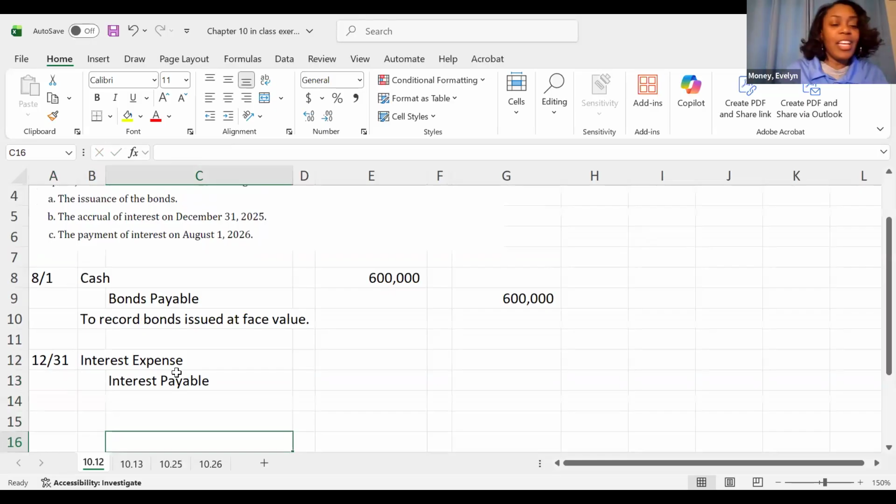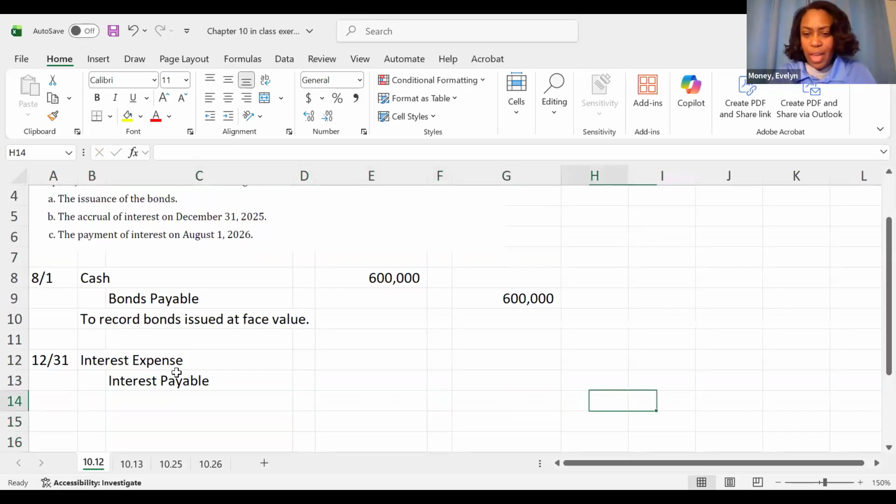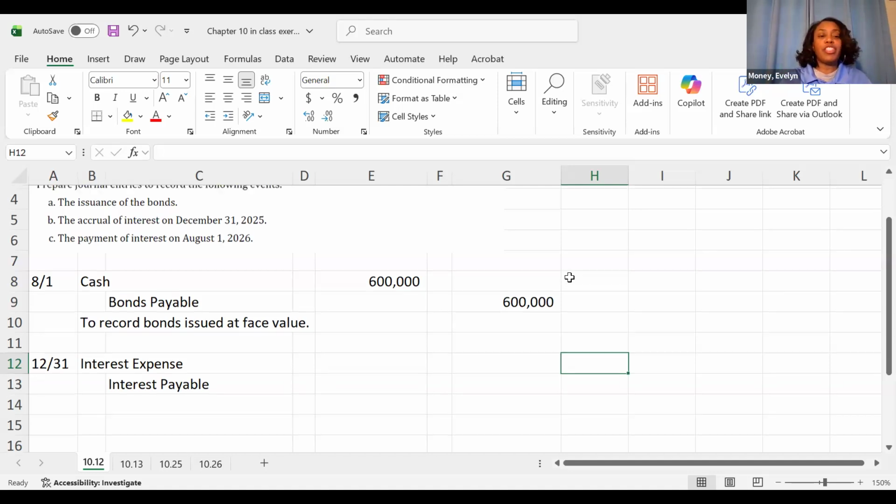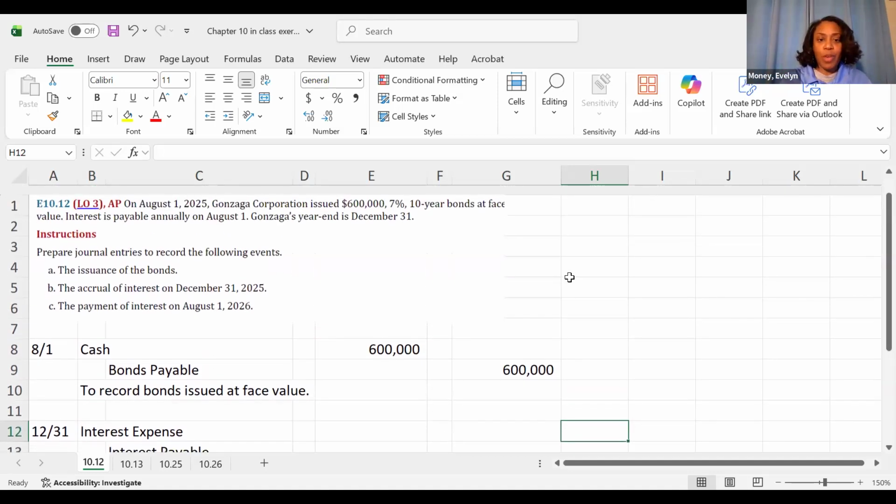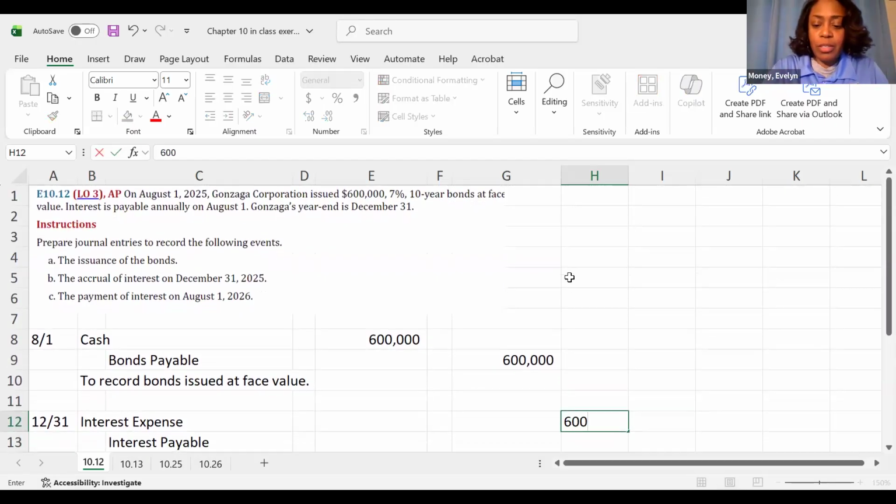Now, let's do the calculation for our interest, and I'll throw that over here. For the calculation, I know that we need to take the face value or principal amount of the bonds and multiply it times the contract rate of interest, which is given to me. And then we multiply it times the fraction of the year. Let me deal with what I know first. I have my 600,000.